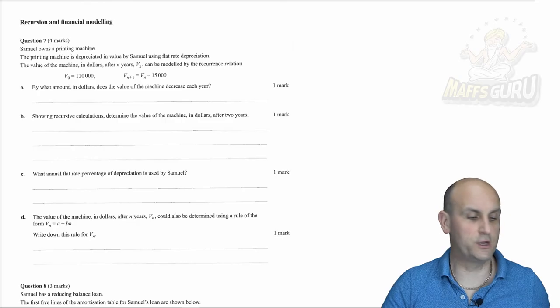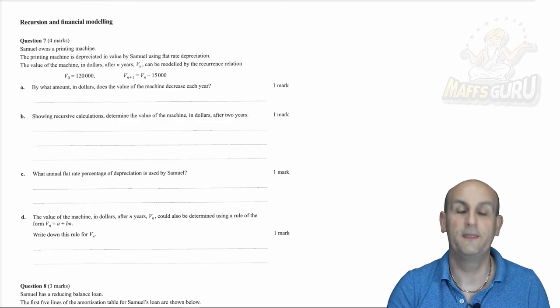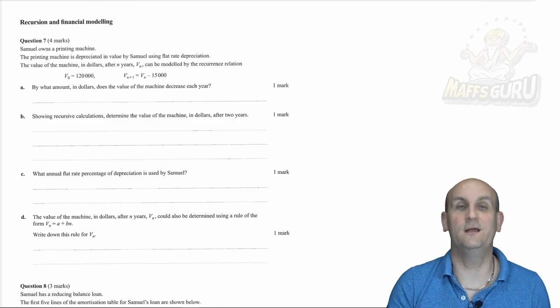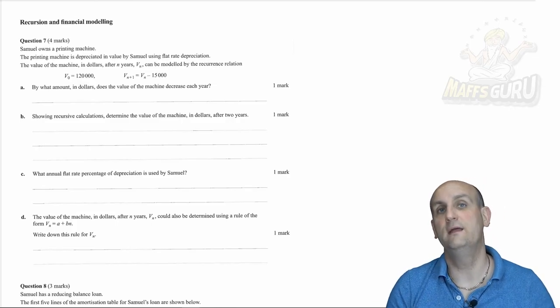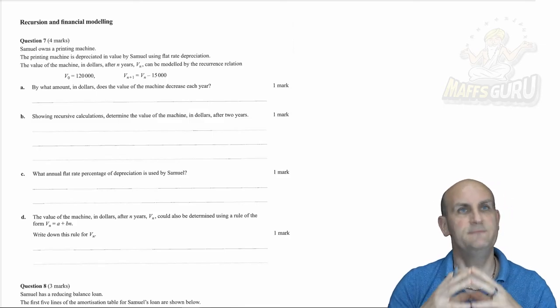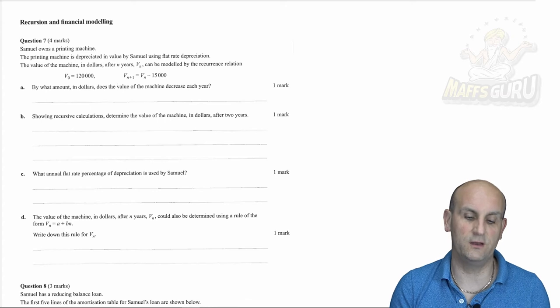Now we moved on to the recursion and financial modeling section. Again, I think this was generally straightforward. Again, I'm so sorry if you found this really, really hard. I don't mean to come over as anything other than trying to be supportive, but it really does depend on what you've got in your summary book and your understanding here.